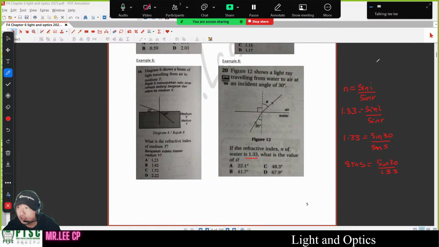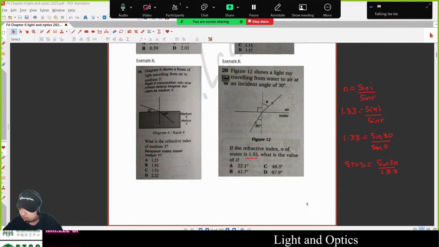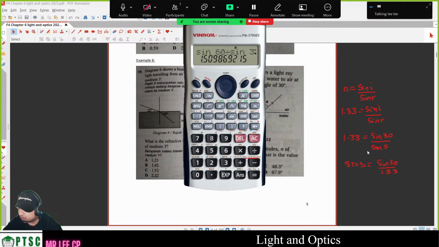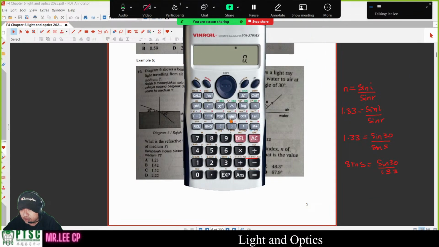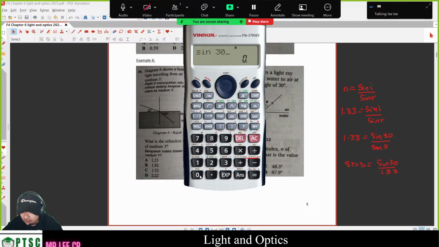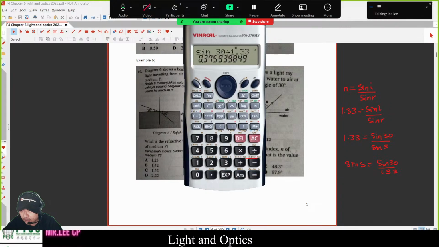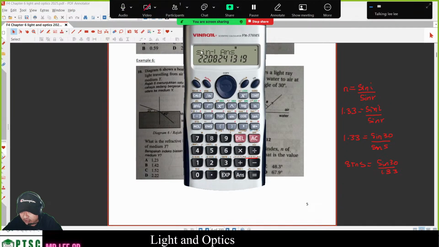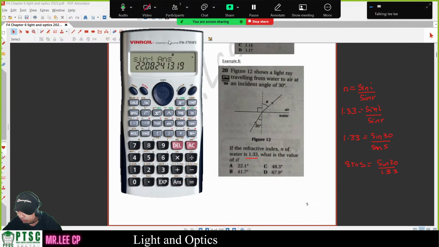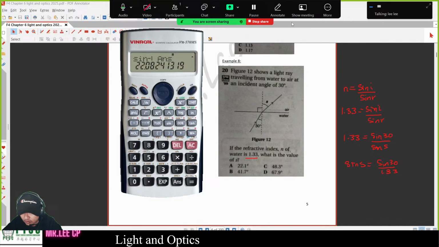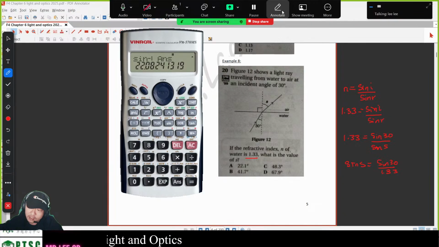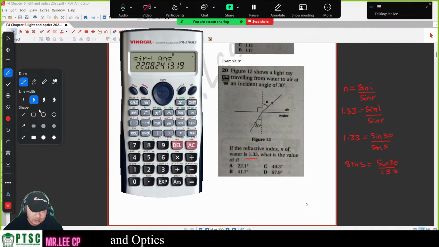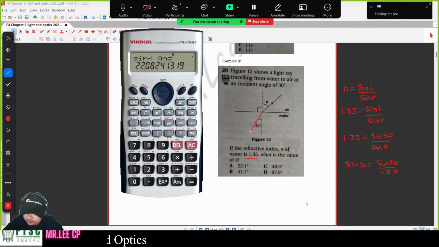Okay, so never mind. We try to have a look into the answer. So sine 30 divided by 1.33. And then what you need to do is shift sine. So 22.08. Oh, teacher, 22.1. Alright, this is wrong. Why? You see, this angle is 30, from water to the air.